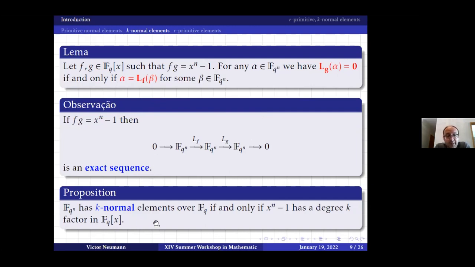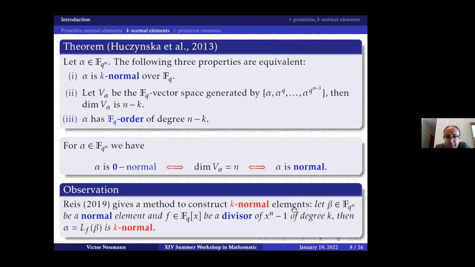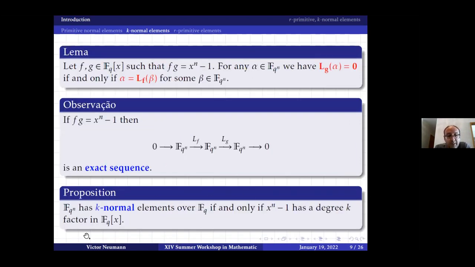And from this observation, we may also prove the observation of Lucas Reyes, which is that, put another way, if we take beta a normal element, the linearized of F at beta is k-normal. And conversely, we may prove that if an element is k-normal, there exist an F and a normal element beta such that this happens. For this reason, we have another result: there exist k-normal elements if and only if there exist degree k factors of x to the n minus 1.